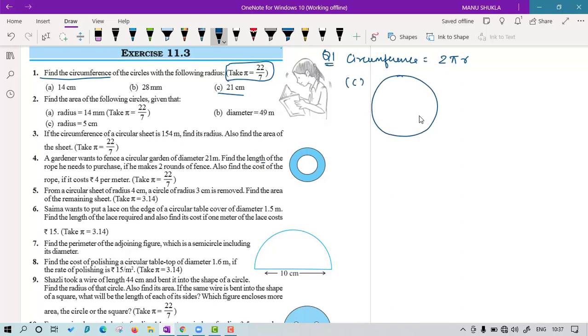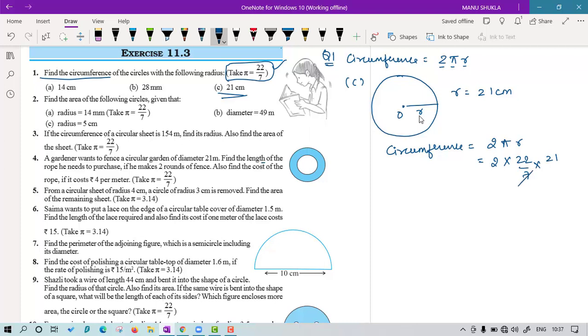So first draw the circle with the center O, radius r. So given to you is radius equal to 21 centimeter. Now it's very simple. In the formula we know all the things. Just put in the formula, you'll get the answer of circumference. Circumference is equal to 2 pi r. Value of 2 is 2. It is given that take pi equal to 22 upon 7 multiplied with 21.